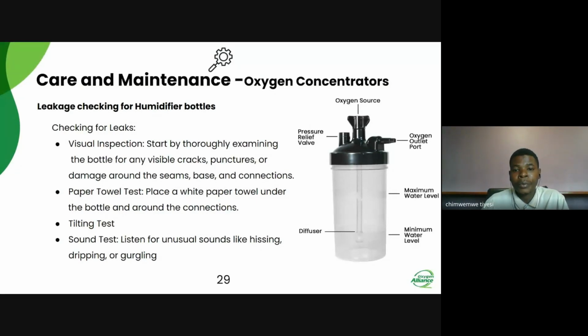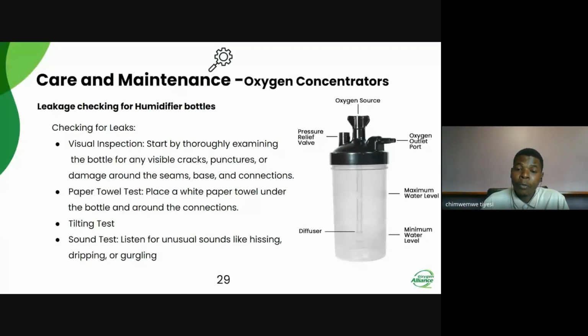You let the oxygen concentrator run. This is best done if there is a connecting tube between the flow meter and the oxygen source. So what you do is to turn on the oxygen concentrator, tilt it, and see if there are any leakages. If you get leakages, it's high time you replace or fix the humidifier bottle. You can also do sound tests. You can listen for unusual sounds like hissing, bleeping, or gargling, which may also indicate that there is a leakage somewhere.